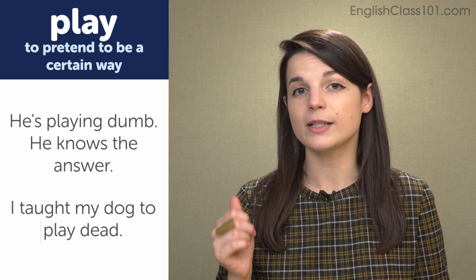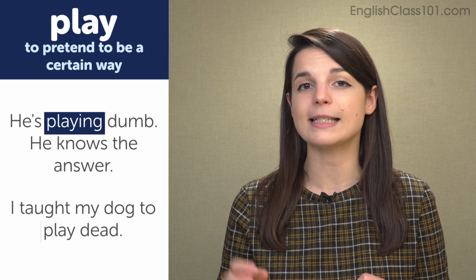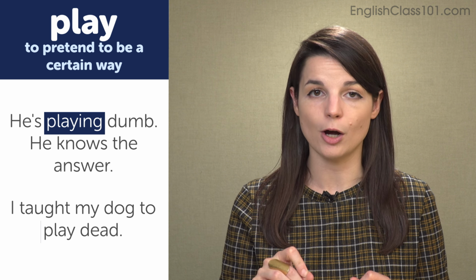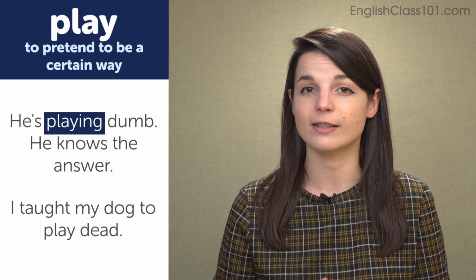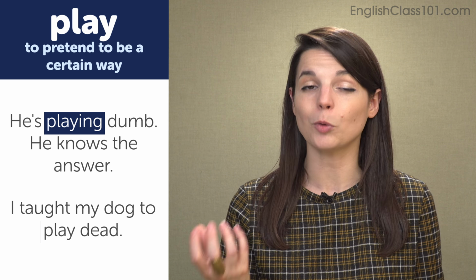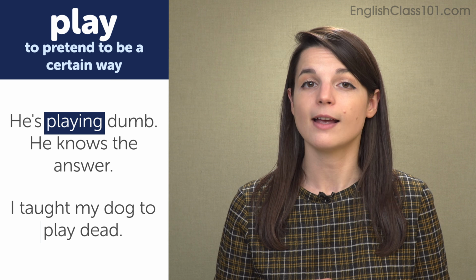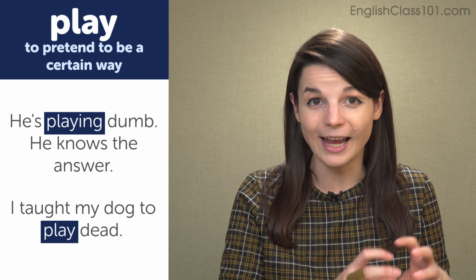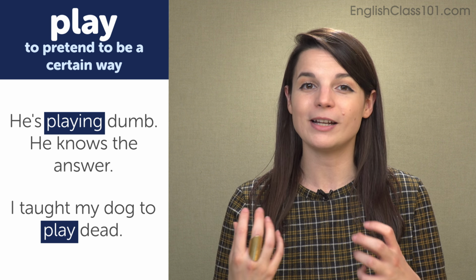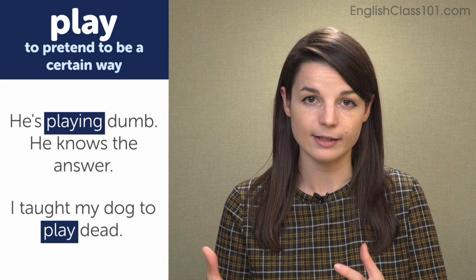Okay, so here we see play. In the first example sentence, he's playing dumb. That means he's pretending not to know. That's what this sentence means. He's playing dumb. Playing dumb is quite a common phrase. Like, don't play dumb means don't pretend not to know something. In the second example sentence, I taught my dog to play dead means I taught my dog to pretend to be dead, or I taught my dog to act like he or she is dead. So to play means to pretend something.